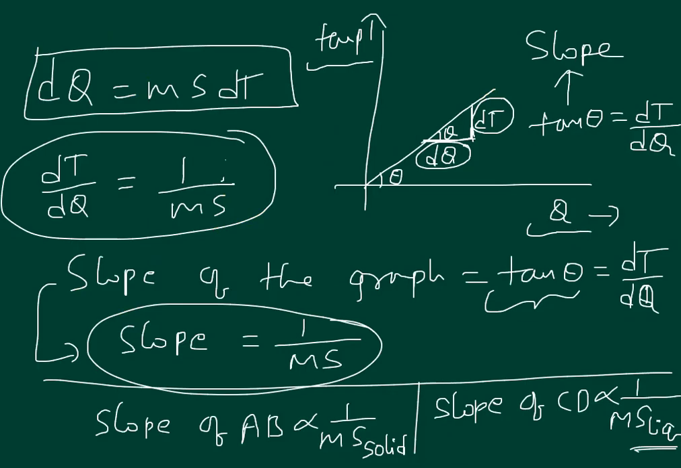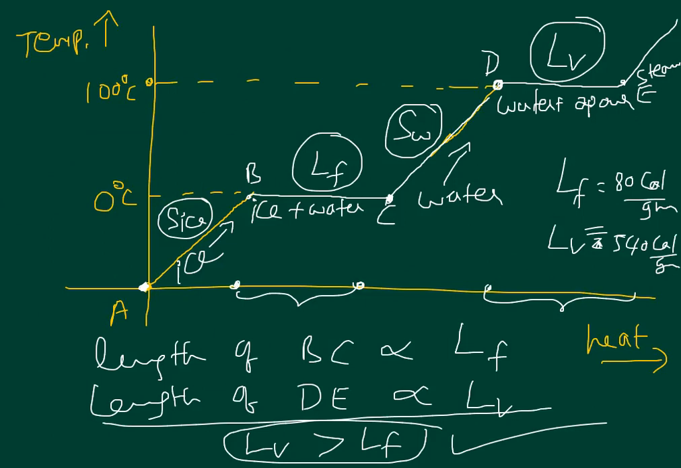Just observe carefully here. Simply mass into specific heat, because we know slope is 1 by ms. AB line related to ice, ms solid, and again slope of CD line related to liquid, ms liquid. Like that I can write ms of solid, s of liquid. Like that we can write information from the given graph. Very simple to understand this graph actually, frankly speaking.